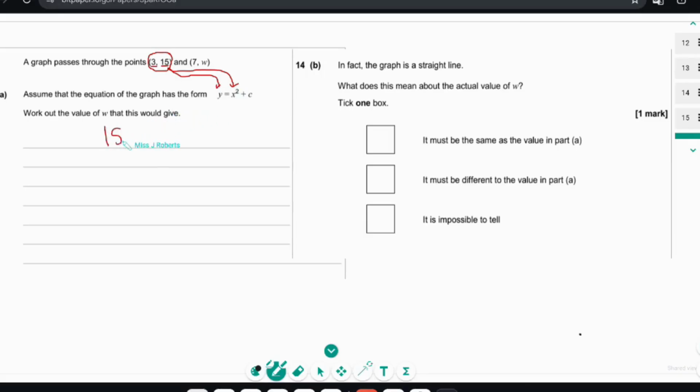So 15 is equal to 3 squared plus c. 3 squared is 3 times 3 is 9. Take 9 from both sides, c is 6. So we can assume the equation of the line is y equals x squared plus 6. If I pop my x value in, y equals 7 squared plus 6.